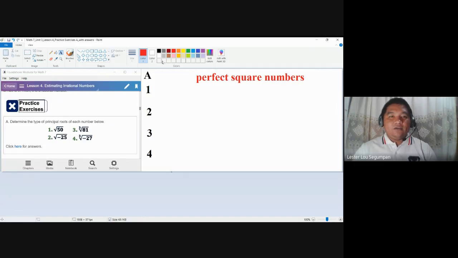Let's say for the first number, 1 times 1, the answer is 1. 2 times 2, 4. 3 times 3, 9. 4 times 4, 16. 5 times 5, 25. These are the first 5 perfect square numbers. The next numbers, 6 times 6, 36. 7 times 7, 49. 8 times 8, 64. And you can continue until any number you want.